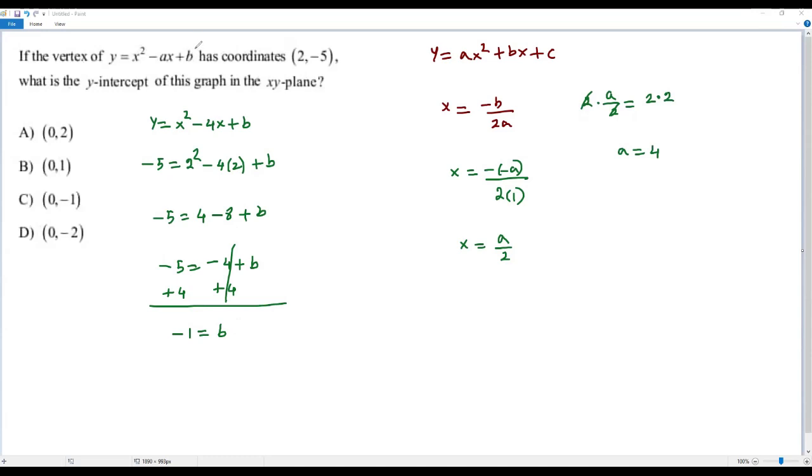As I said earlier, this b represents the y-coordinate of the y-intercept. Here we got that b equals negative 1. For the y-intercept, the x-coordinate is always 0, so the y-coordinate is negative 1. So the y-intercept of the graph of the given quadratic function is (0, -1). We find this (0, -1) in answer choice C. The correct answer choice for this question is C.